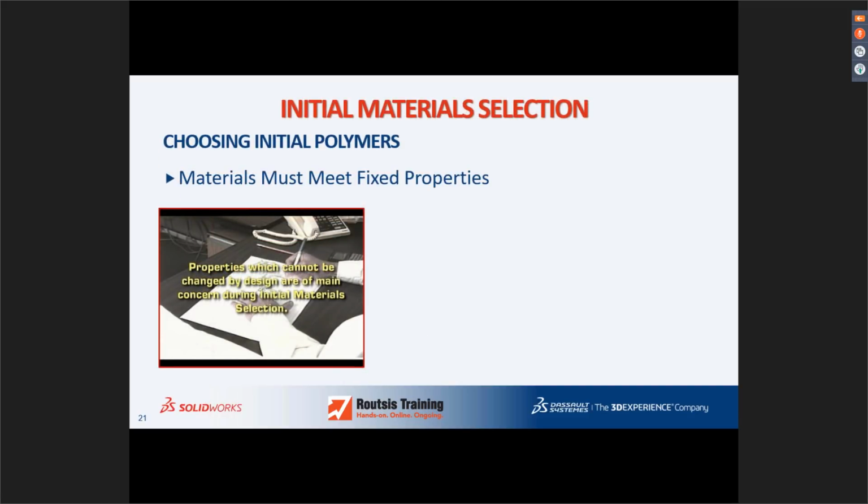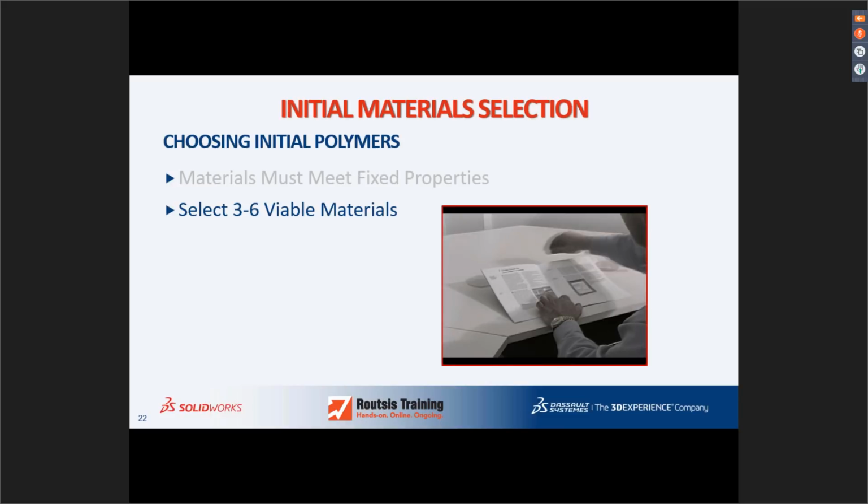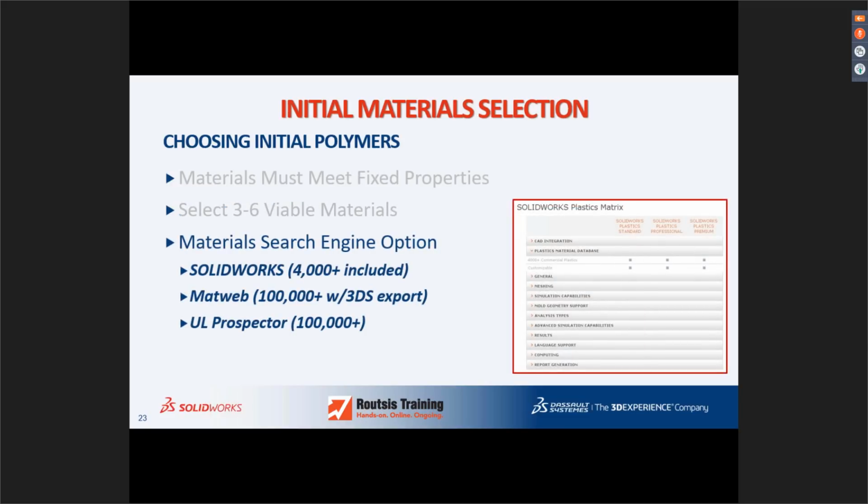So when you initially choose these materials, again, determine what can be fixed and what can't be fixed, all right? And again, narrow it down. Now, again, within the SolidWorks platform, you'll see 4,000 materials in there.